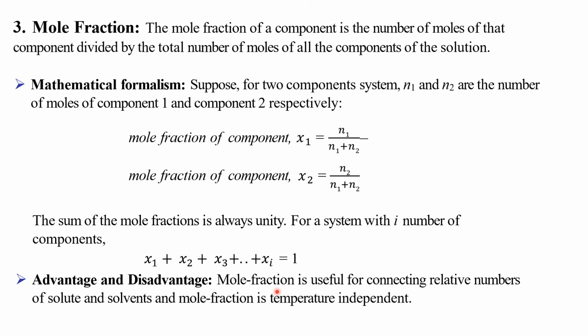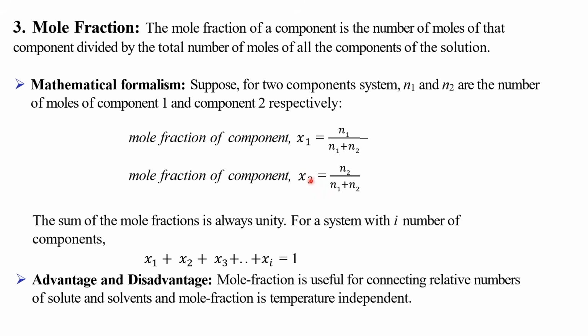Then comes mole fraction. The mole fraction of a component is the number of moles of that component divided by the total number of moles of all the components of the solution or mixture. Mathematical formalism: suppose for a two component system, N1 and N2 are the number of moles of component 1 and component 2 respectively. So the mole fraction of component 1, X1, is N1 by N1 plus N2. We have only two components. In the denominator you have the total number of moles present in the mixture, and in the numerator you have the number of moles of component 1.